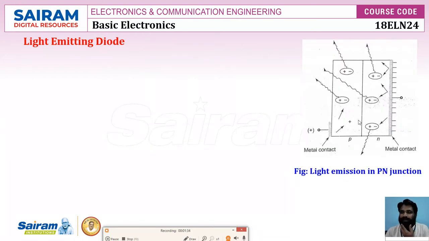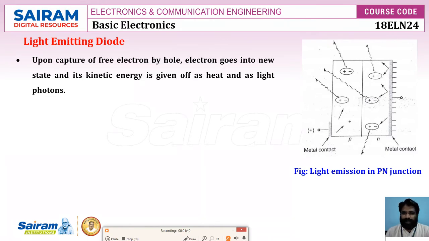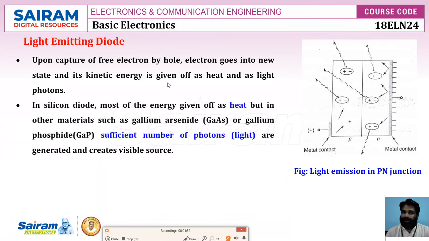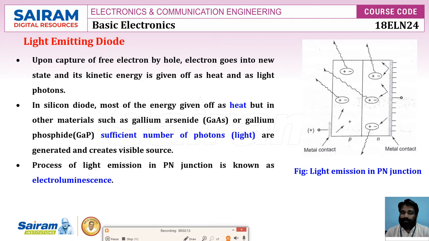And this is another way we represent emission of light in the PN junction. Observe the diagram. Upon the capture of a free electron by a hole, the electron goes into a new state, and its kinetic energy is given up as light. Especially in a silicon diode, most of the energy is given up as heat. But in other materials such as gallium arsenide or gallium phosphide, a sufficient number of photons, in the form of light, are generated and create a visible source. The process of emission of light in a PN junction is known as electroluminescence.